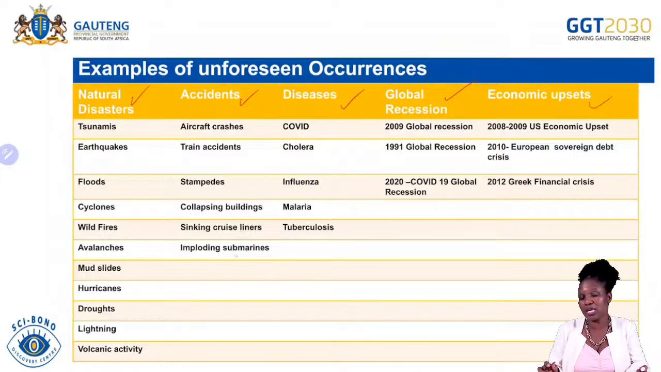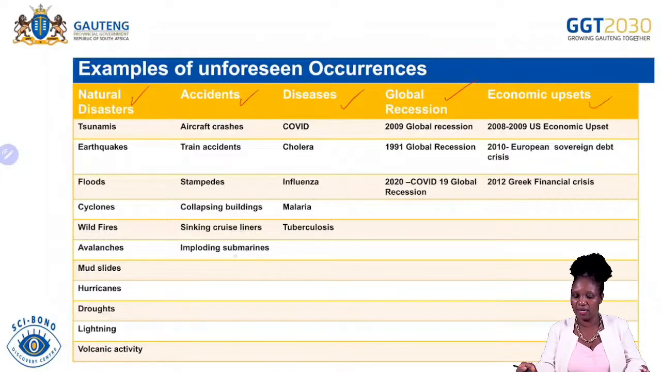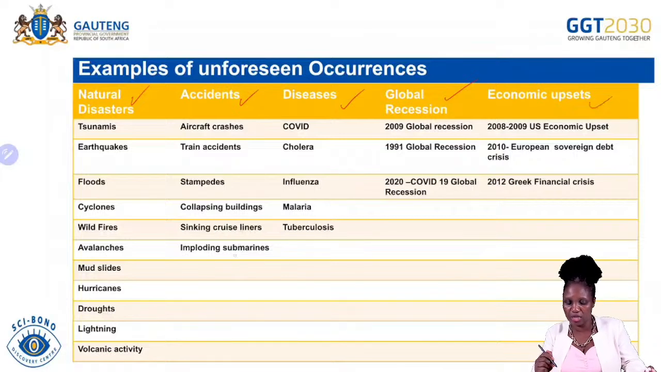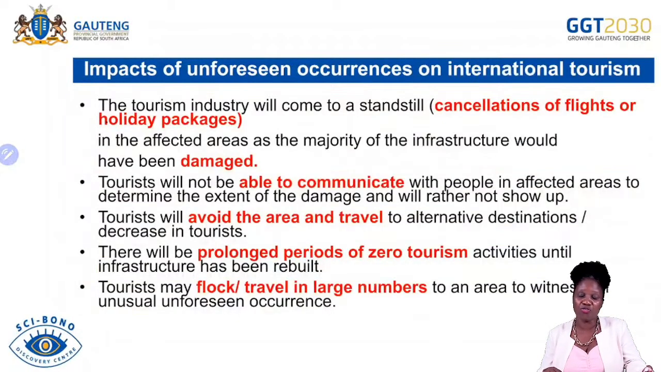And then we've got economic upsets, okay? We've got the US, that is the United States of America, economic upset. That was in 2008 and 2009. And then the 2010 European sovereign debt crisis, and then the 2012 Greek financial crisis. Okay, all those are unforeseen occurrences. And now the impact of unforeseen occurrences on international tourism.